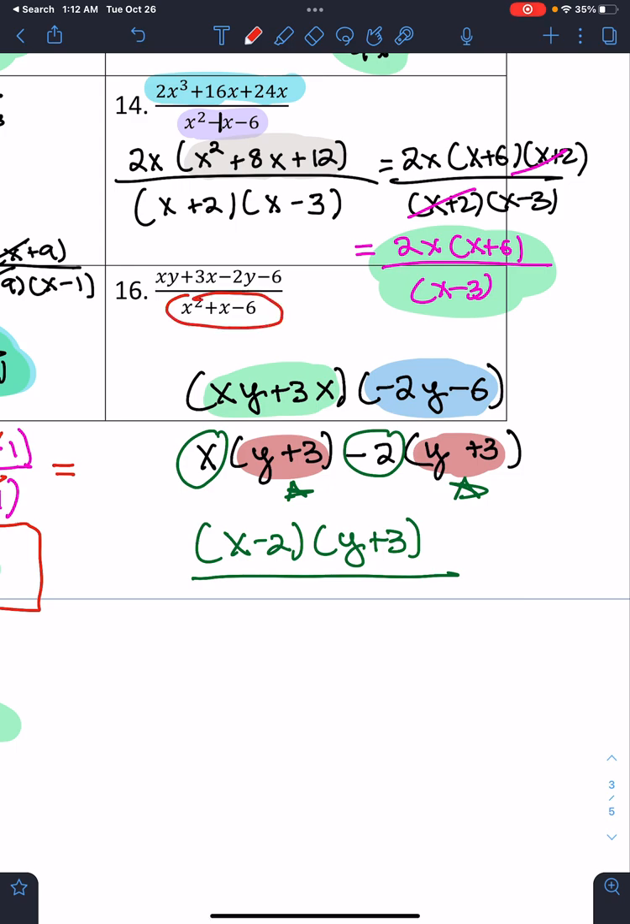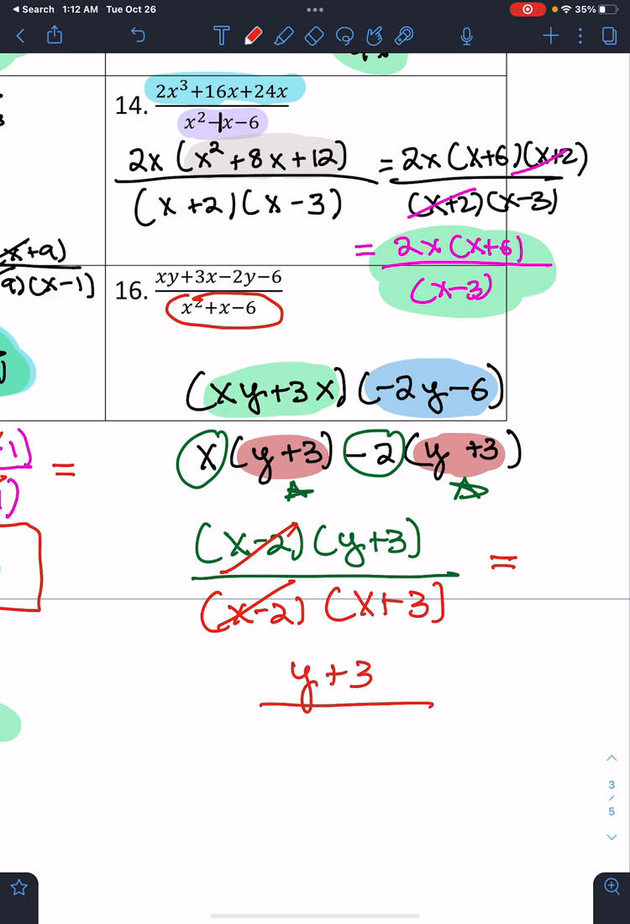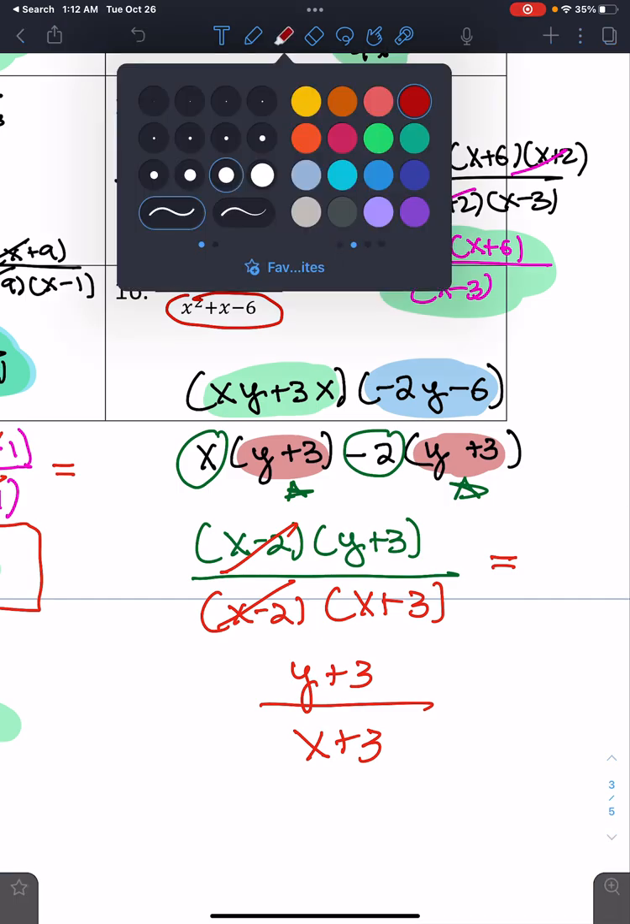So if I learn anything from the last problem, this should be x minus 2 and then x plus 3, because 3 minus 2 is 1, and negative 2 times 3 is negative 6. These two cross out, and you're left with y plus 3 over x plus 3, and that is your final answer.